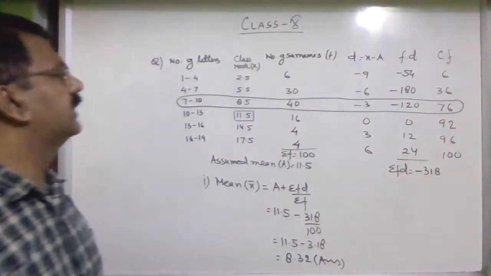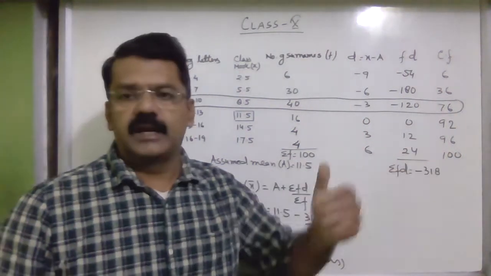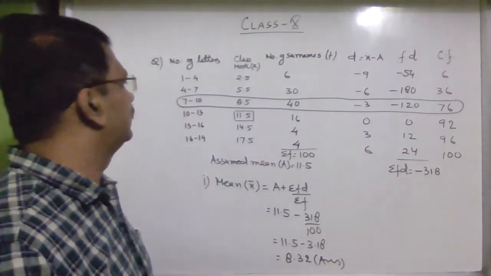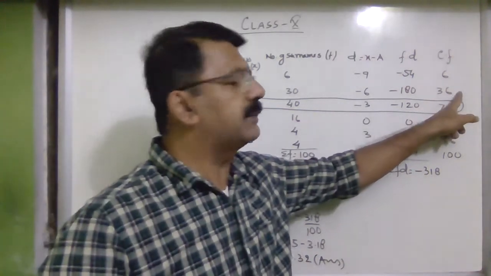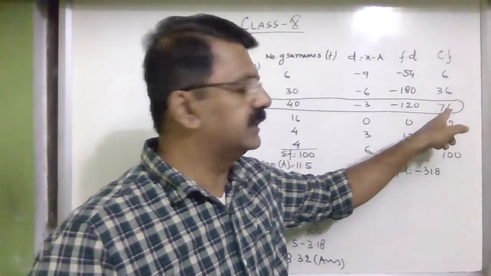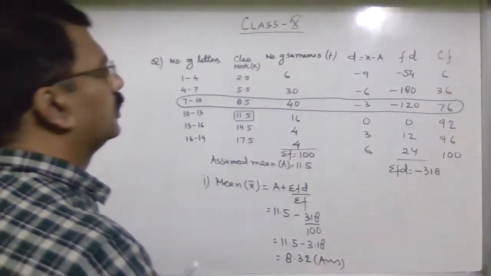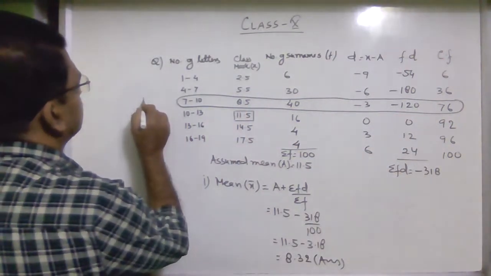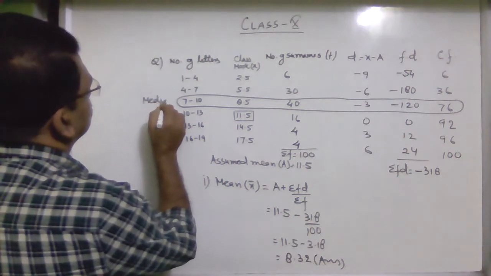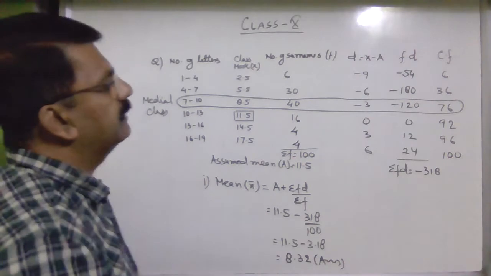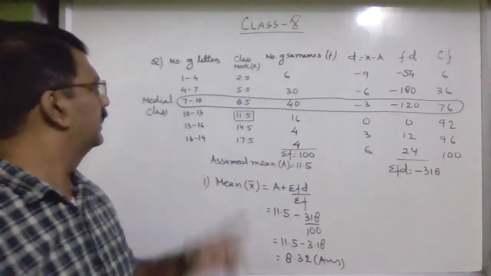Okay, the total frequency is 100, and for median we divide it by 2. So 100 upon 2 will be 50, and this is up to 36 and this is up to 76, so 50 lies here only. So this is the medial class.